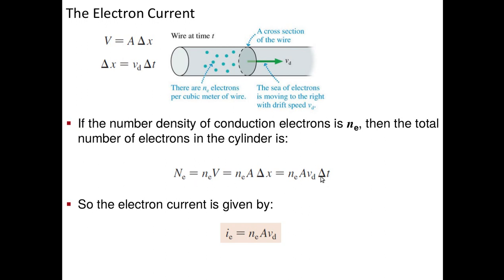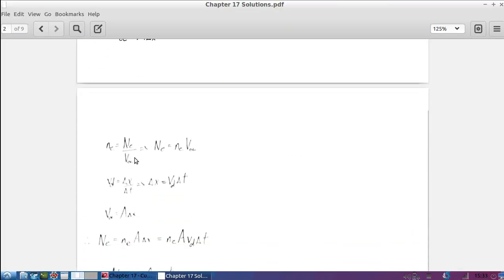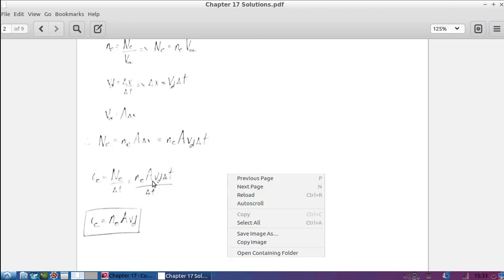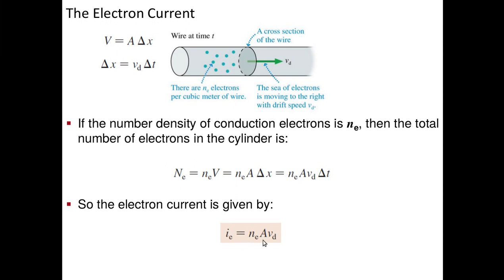This is just my derivation of what's on the slide. If I take that expression for capital N sub e and substitute it into my electron current expression, the delta t's cancel out and I'm left with another expression for the electron current right here. So if I knew the drift velocity, the cross-sectional area of the wire, and the charge density, I could calculate the current. Or if I knew the current, I could calculate the drift speed.